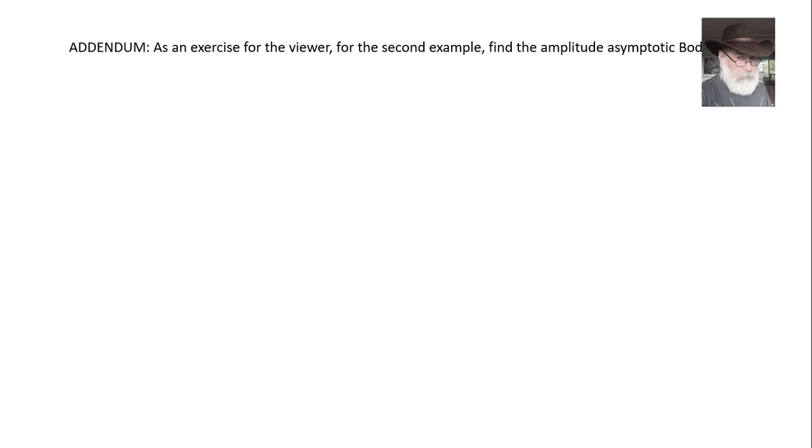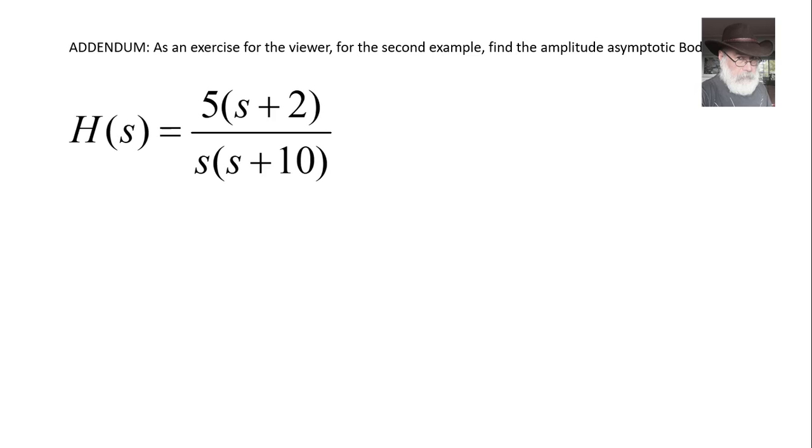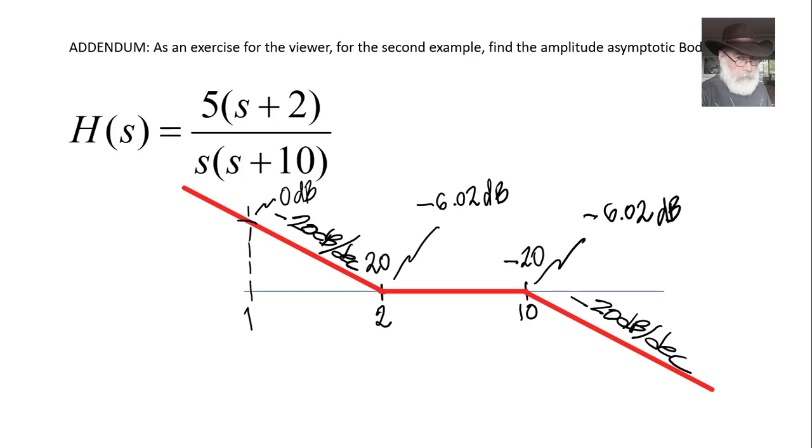Previously, I've left an exercise for the viewer. For the second example, find the amplitude asymptotic plot for this transfer function. Here is my solution so that you can compare it with your own.